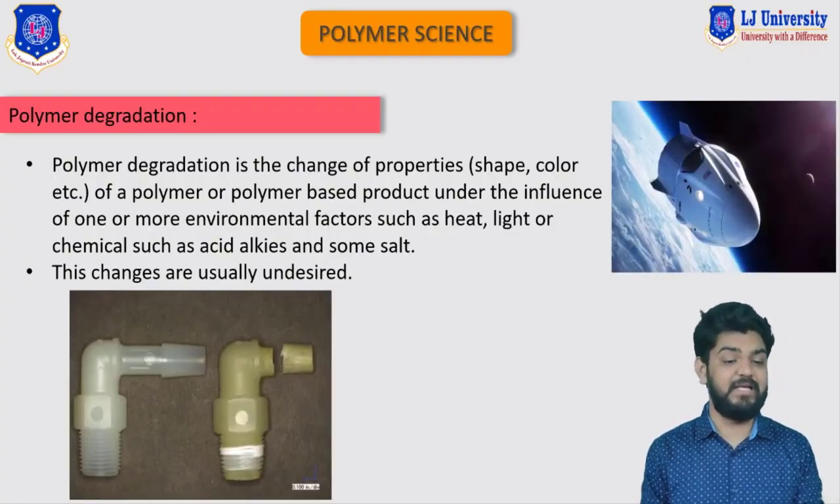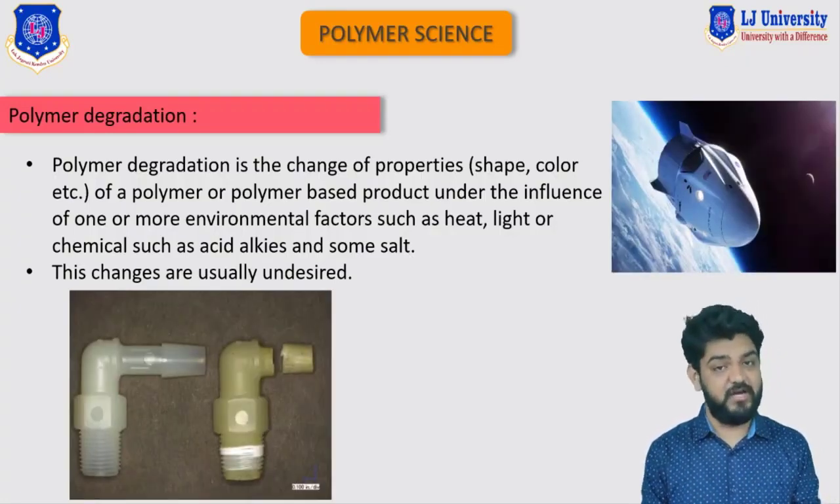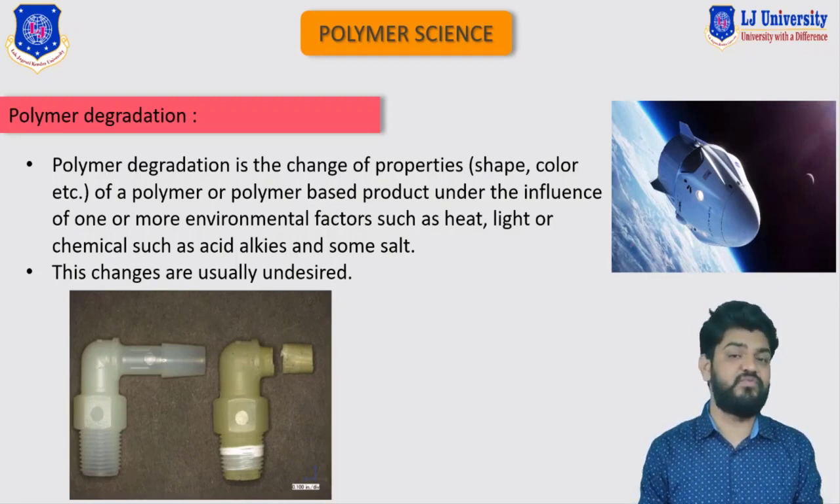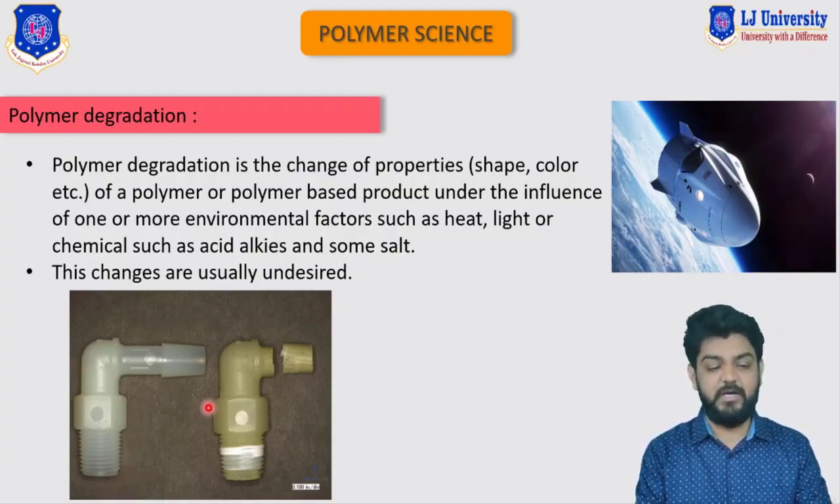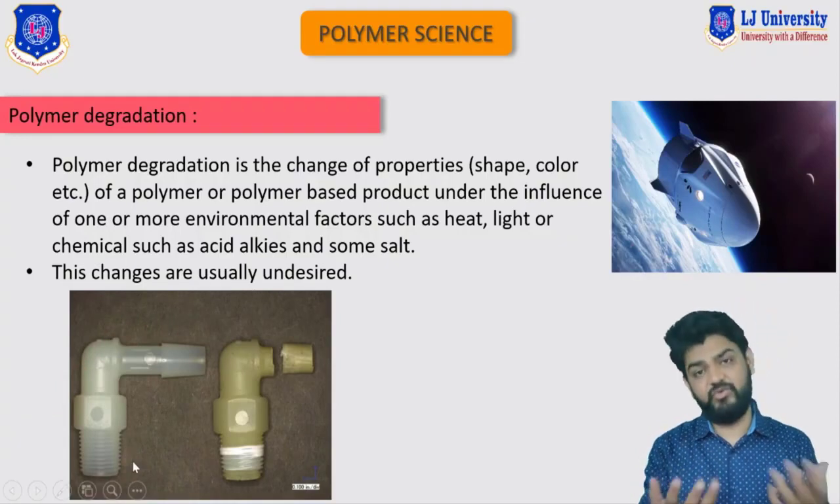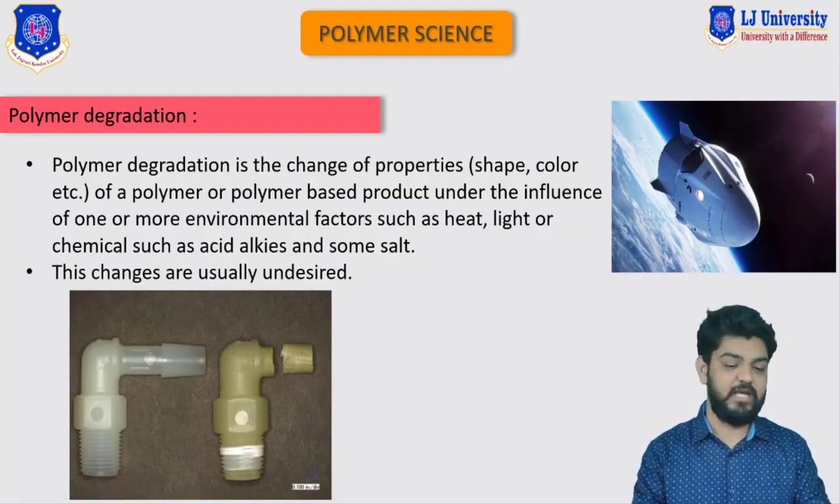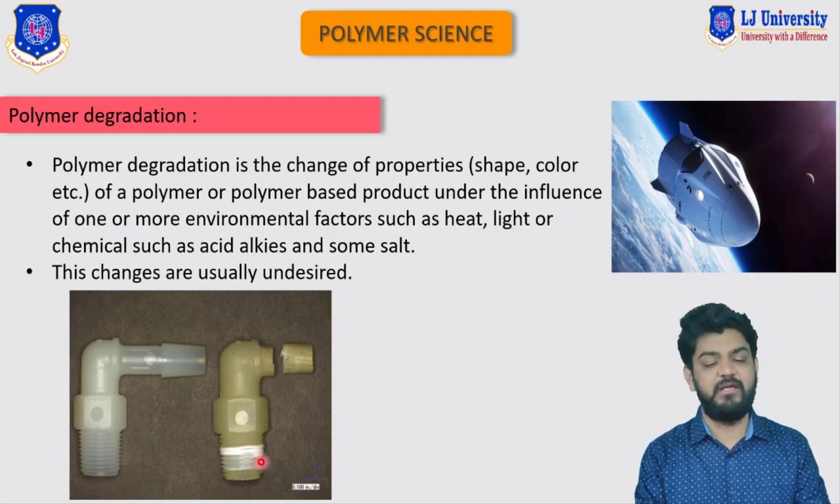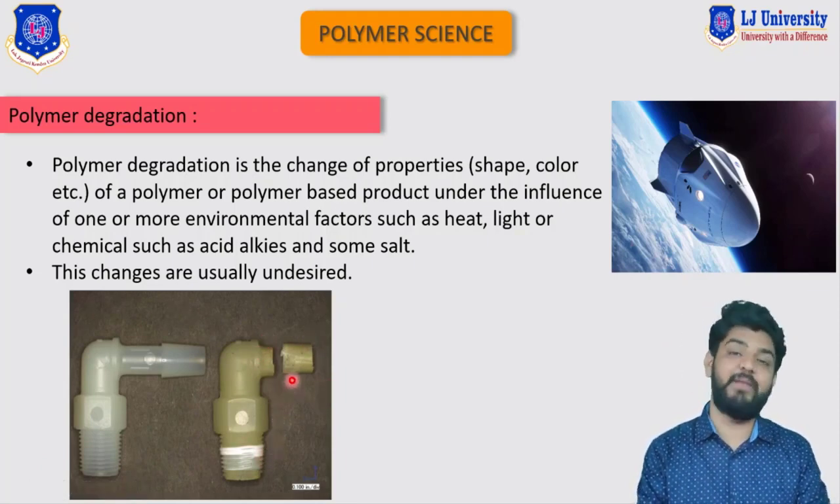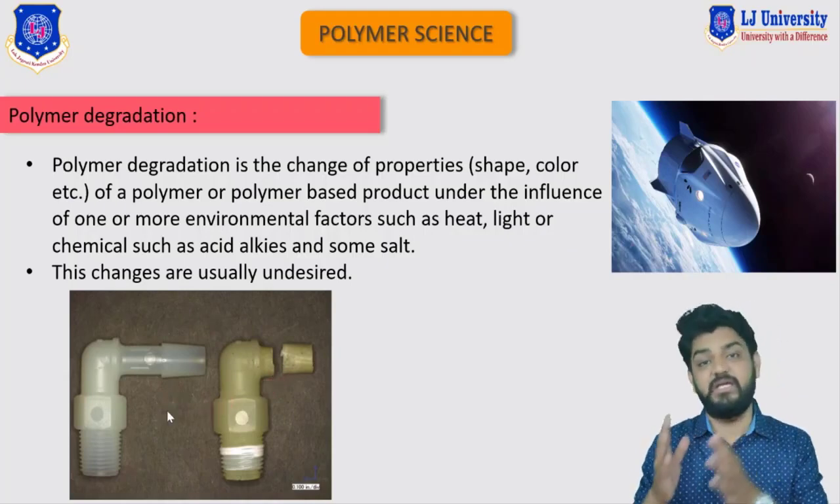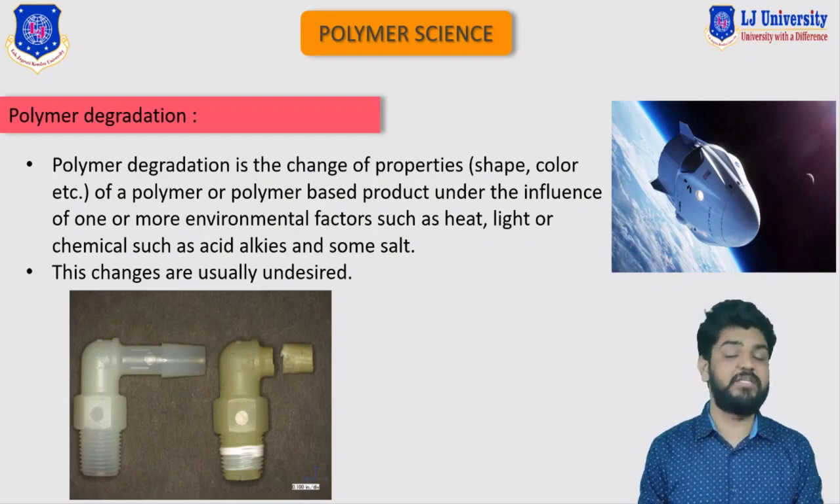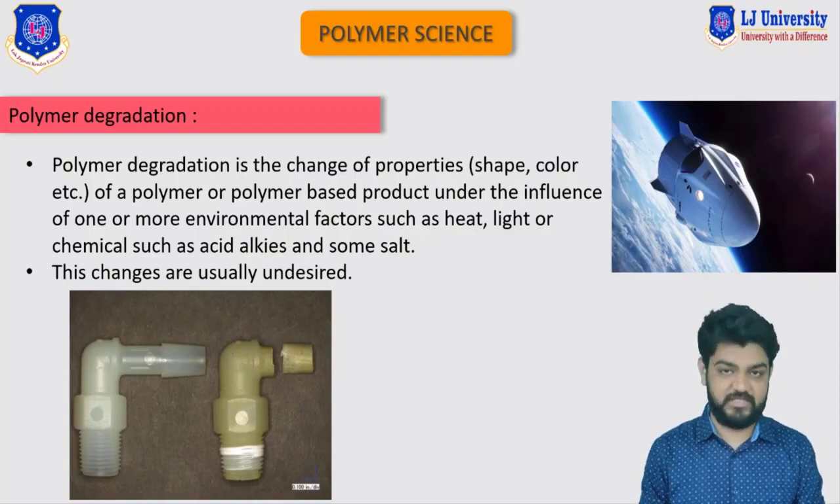Here you can see that these changes are undesirable, so in practice we do not want to degrade our polymers. Here in this image you can see a newly purchased polypropylene bar. But after some years of use it disintegrated, or we can say this PP bar is now completely broken. You can see that its color has changed from whitish to yellowish, which indicates that this particular product has undergone the degradation process throughout the many years.